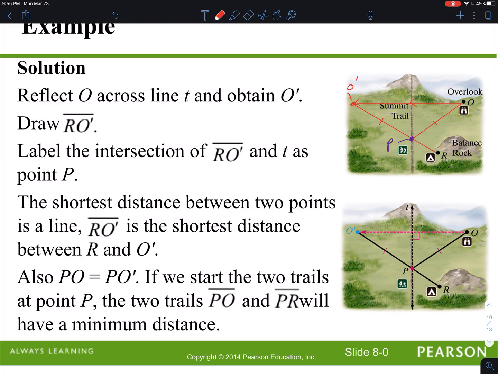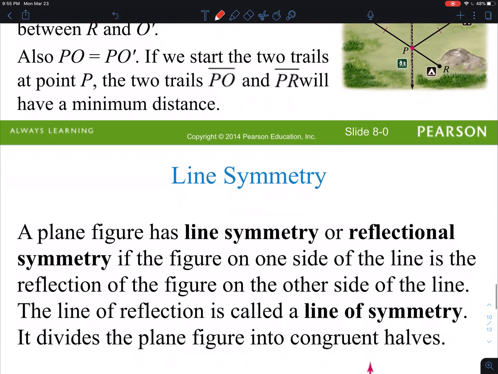Also, PO equals the distance PO prime. So those two distances are the same. That's why they're congruent. If we start the two trails at point P, the two trails, segment PO and segment PR, will have a minimum distance. And that's what we were trying to get at with this image up here when we were working on it.